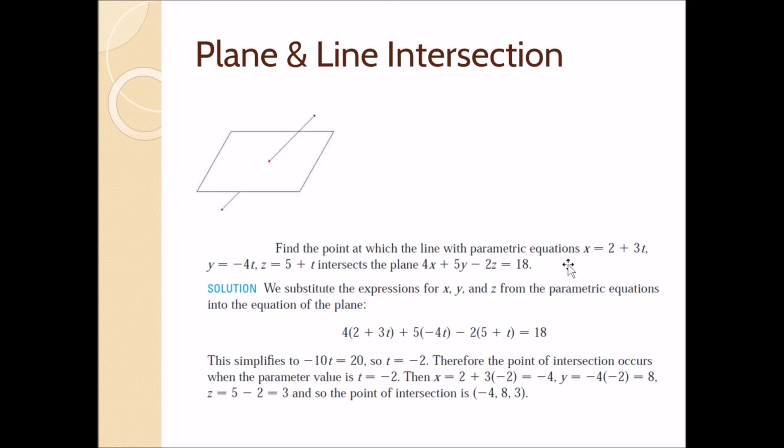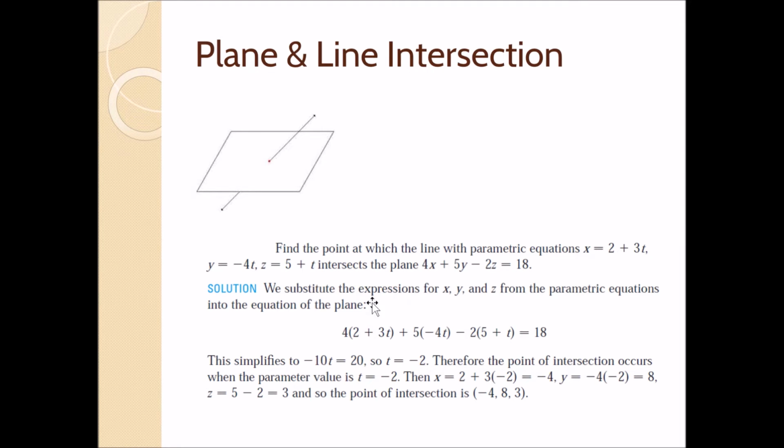So for this example problem, we need to find the point at which the line with the parametric equations x equals 2 plus 3t, y equals negative 4t, z equals 5 plus t intersects the plane 4x plus 5y minus 2z equals 18.